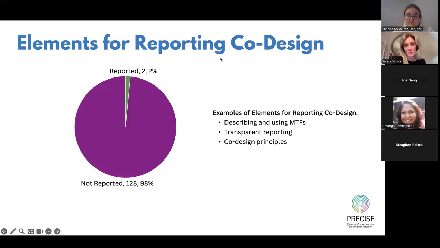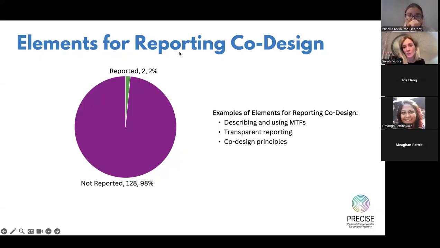As I wind down some of the results here, given the increasing recognition of the challenges with co-design reporting, we were interested whether included studies made any recommendations around elements for co-design reporting. And perhaps not surprisingly, the majority did not make any recommendations. We tried to capture this information, but really, the majority did not make any recommendations.